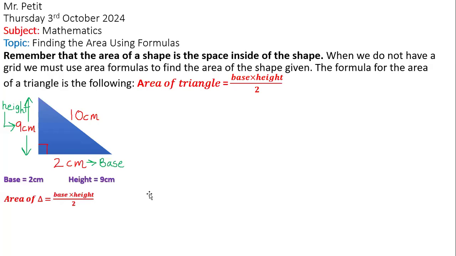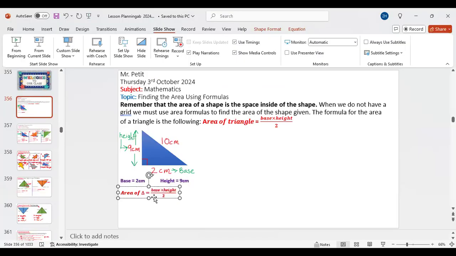Okay, so base times height divided by 2. So what is the base? The base is 2 centimeters. The height is 9. And so it's going to be what?